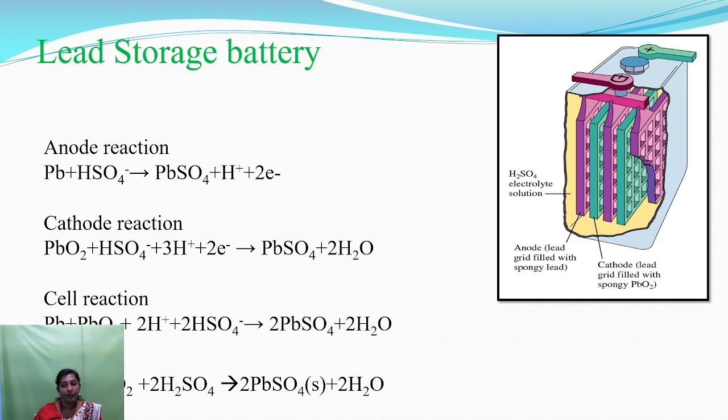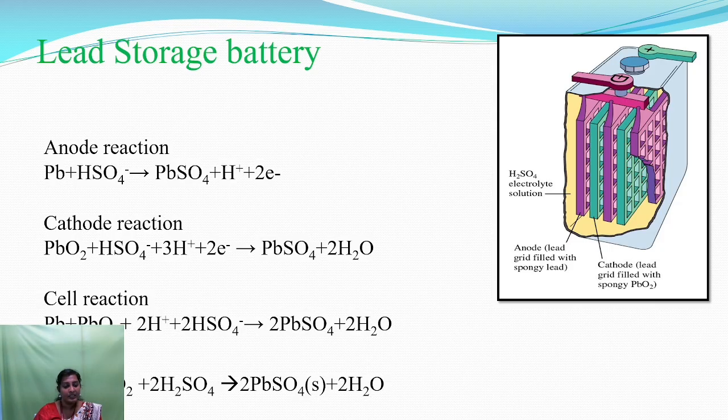This is an example of the lead storage battery, that is a rechargeable battery. The anode is a lead grid filled with spongy lead. The cathode is a lead grid filled with spongy PbO2. The electrolyte we are using is sulfuric acid. The anode reaction: Pb plus HSO4- gives PbSO4 plus H+ plus 2 electrons. The cathode reaction is a reduction reaction, that is acceptance of electrons: PbO2 plus HSO4- plus 3H+ plus 2 electrons gives PbSO4 plus 2H2O.